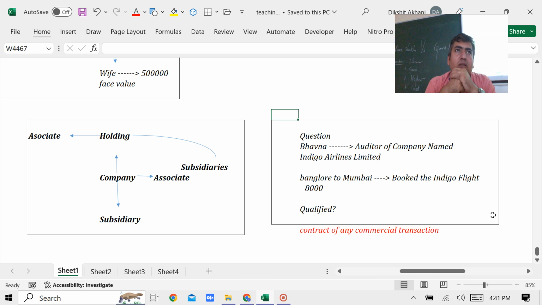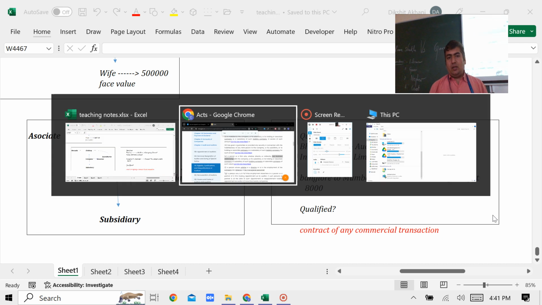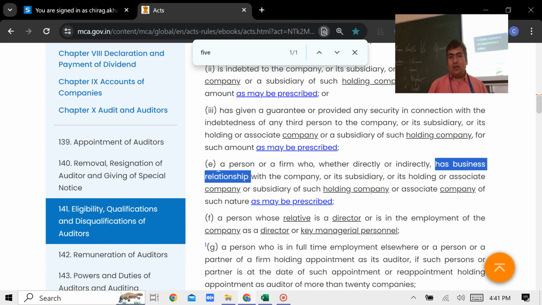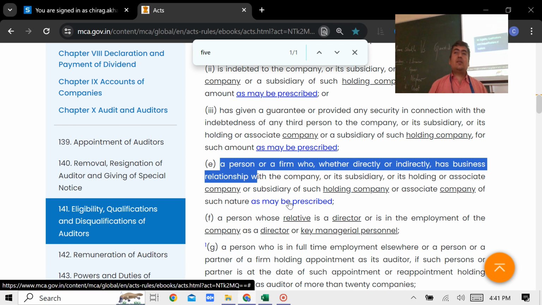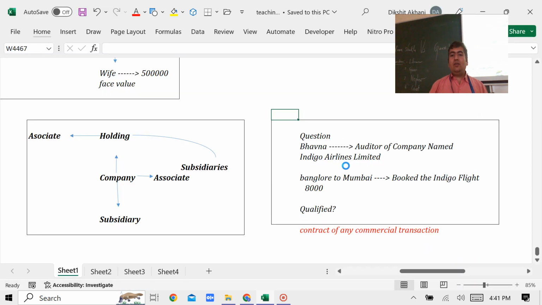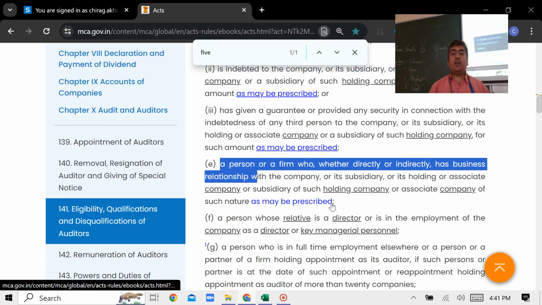क्या लिखोगे exam में? So the answer to this question is, just by reading this point E, you don't get the answer. The actual answer is hidden over here, as may be prescribed. असली आंसर यहाँ पे है. उन्होंने क्या कहा? No doubt, if you have any contract, any business relationship with the company, you are disqualified. But these are the exceptions. What are those exceptions? Let me tell you, bachcho.